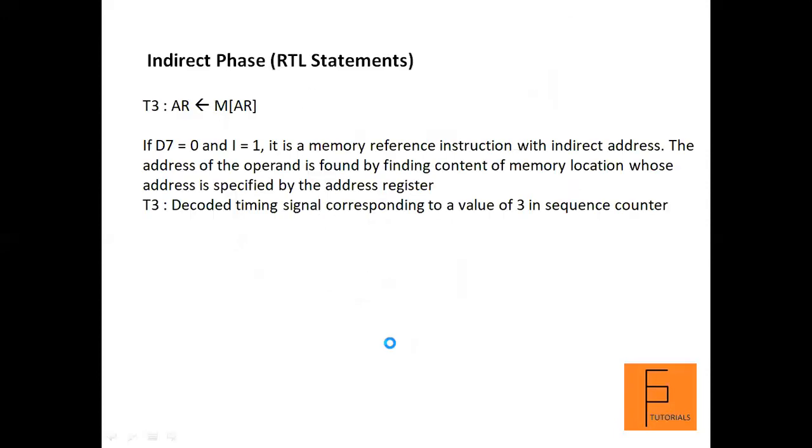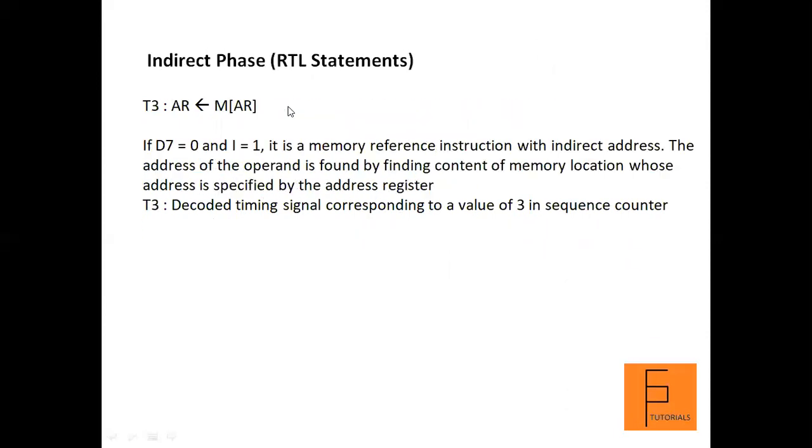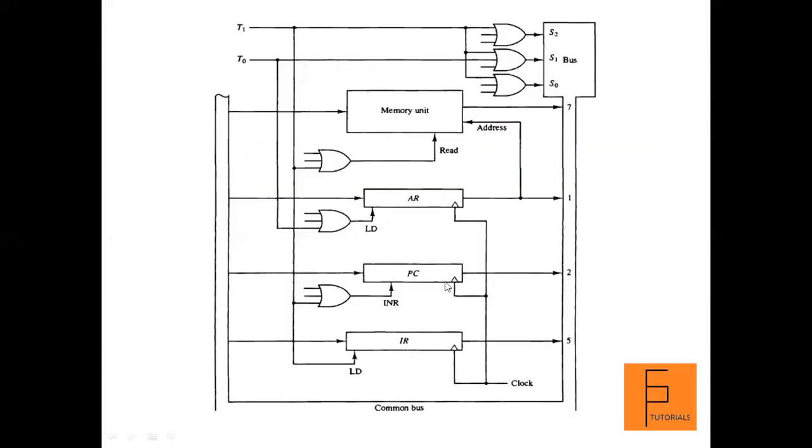Now this will be followed by, if you observe, an increment in the value of the program counter. So the program counter will be incremented by 1. And how do you do that? You increment the value of the program counter by 1 by enabling the INR input. Here the INR input of the program counter will help you to increment the content of the program counter by 1.